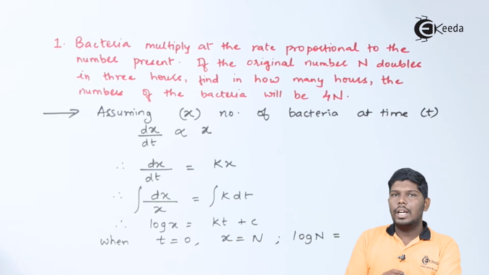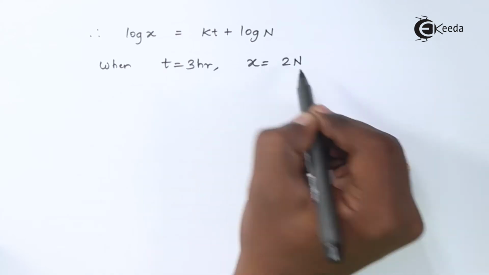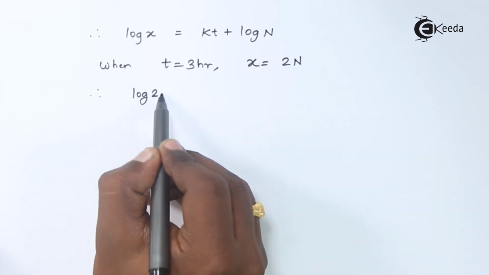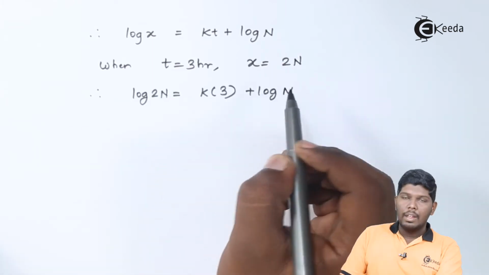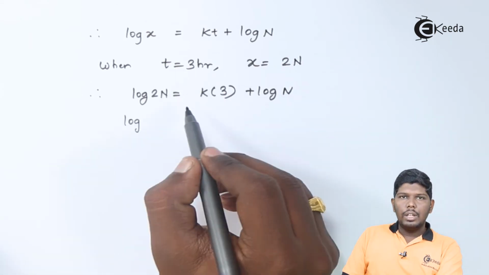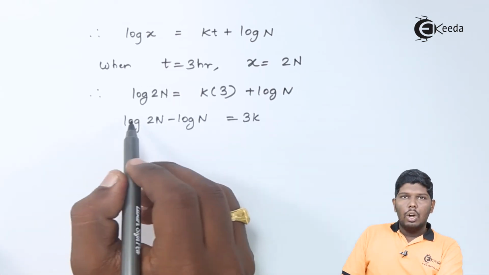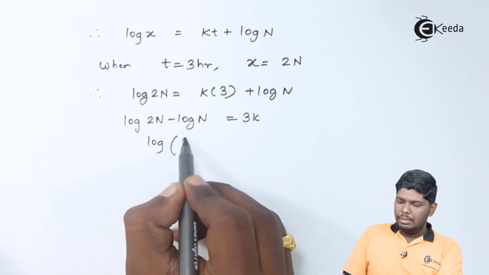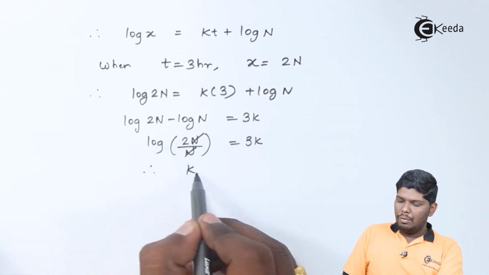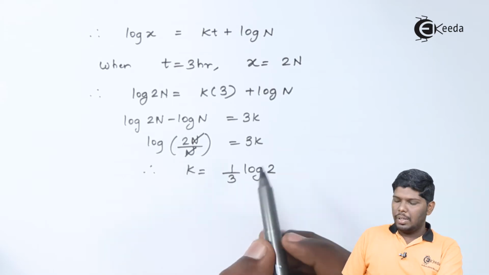Let us use this condition to get the value of second constant, that is k. When time is 3 hours, number of bacteria x will be equal to 2n. By solving this equation, we will find the value of k. Taking log n on the left hand side, we have log 2n minus log n is equal to 3k. Log a minus log b will give you log a by b. Where n will be cancelled, 3 will be divided, and the value of k will be 1 by 3 log 2. Again, we will substitute the value of k in the above equation.